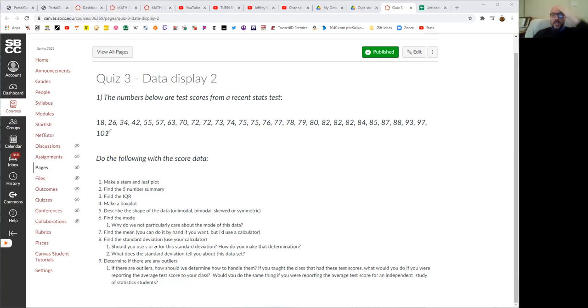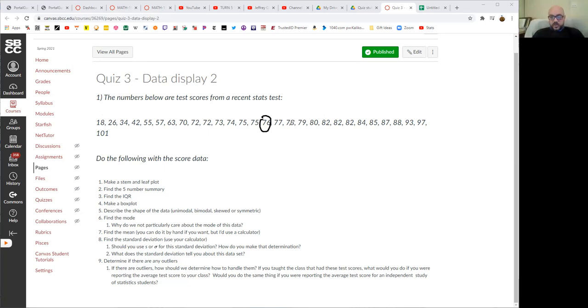That means that we're going to look in the (29 plus 1) over 2, which is 15th position for the median. 1, 2, 3, 4, 5, 6, 7, 8, 9, 10, 11. Oh my God, I lost count. 3, 6, 9, 12, 15. All right, so 15th position looks like 76.